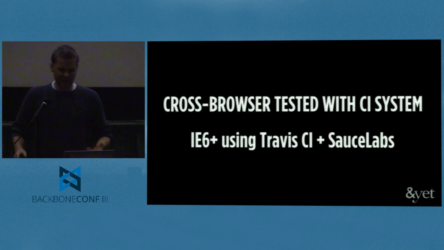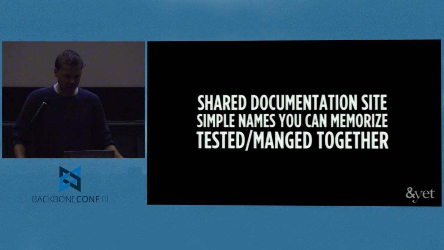But then we use Travis CI to trigger a process on Sauce Labs that runs it through a bunch of different browsers, and we can run them locally. We can run all the tests locally as well, of course, using Node or Phantom or whatever to run them locally. So we end up with a shared documentation site and simple names that you can memorize, which is useful.